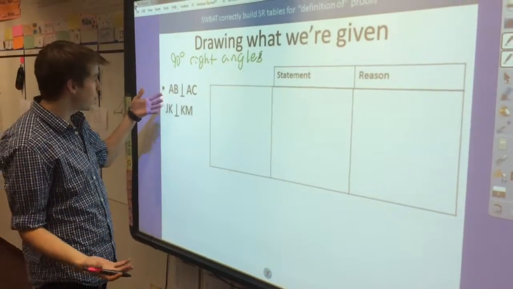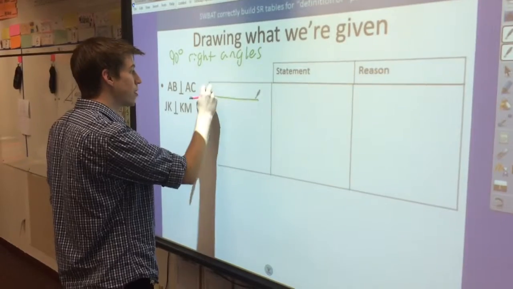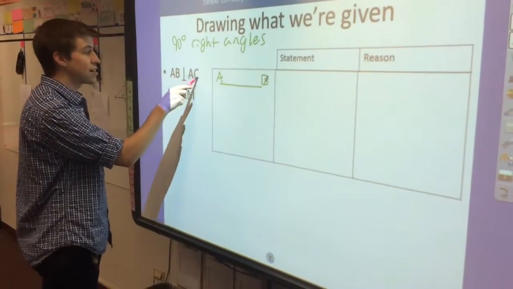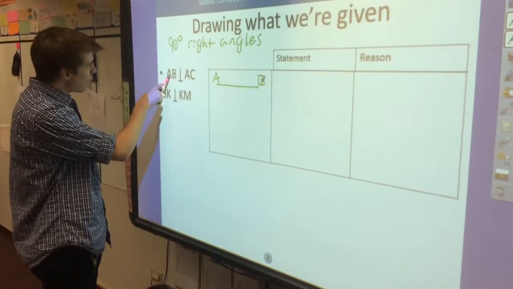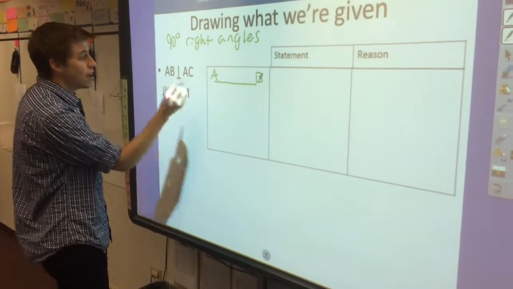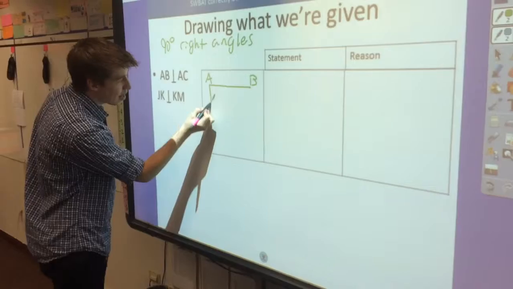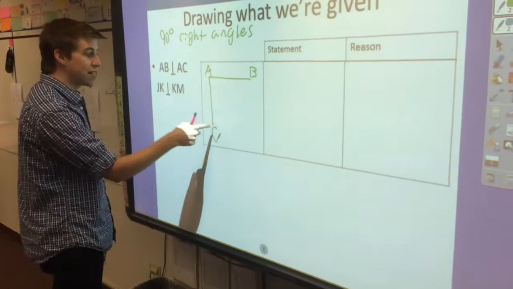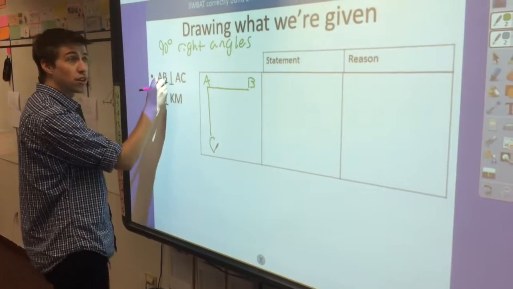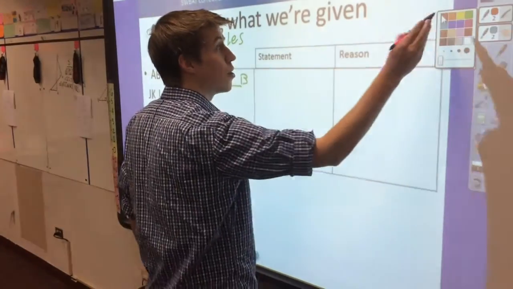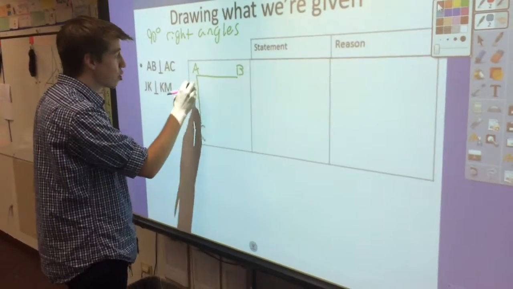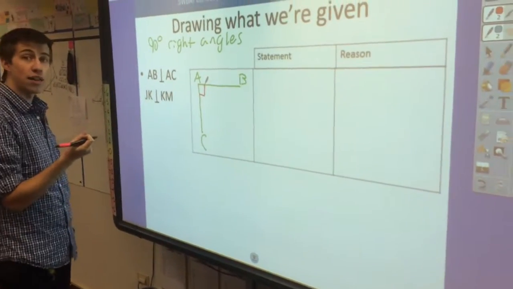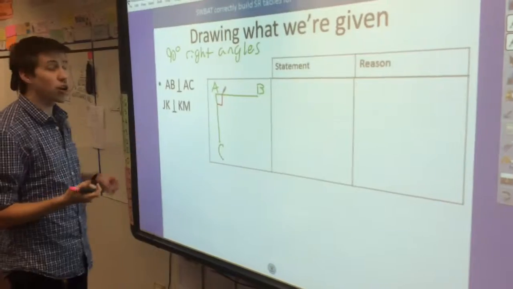So let's draw it out. Line segment AB is perpendicular to line segment AC. Now, since they both have A in common, the other line is going to start and go down to C. So we have AB and we see AC. And since they're perpendicular, we automatically know that wherever they intersect creates a 90-degree right angle. Automatically, we know that's 90 degrees. So let's draw our other shape down here.